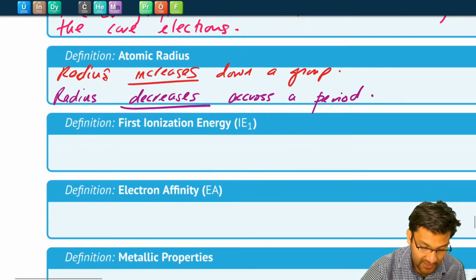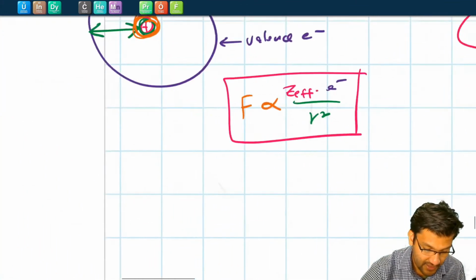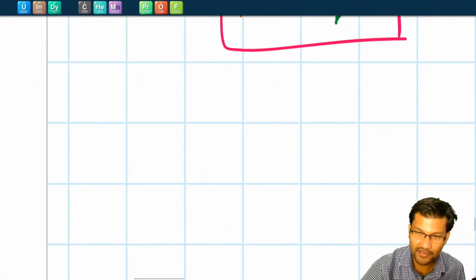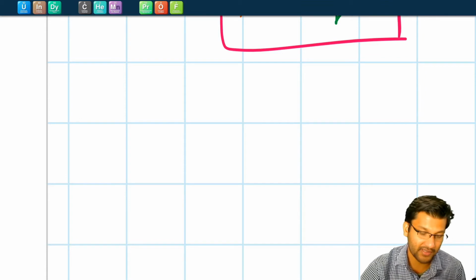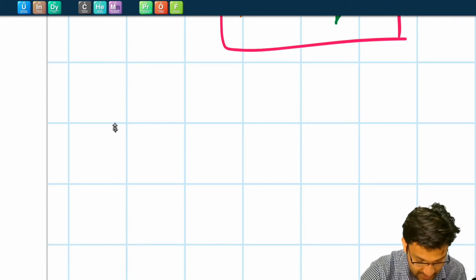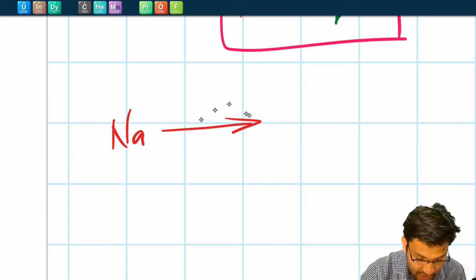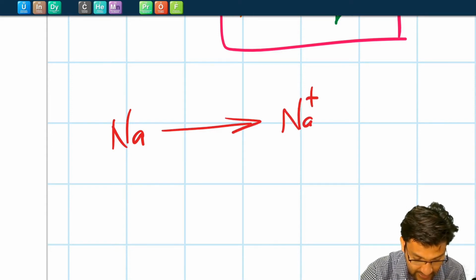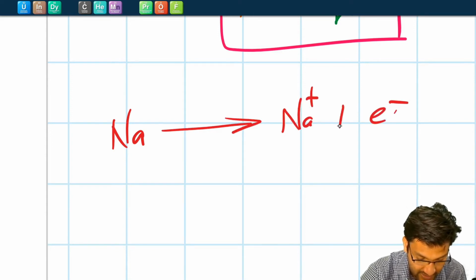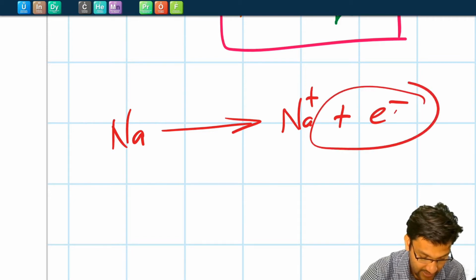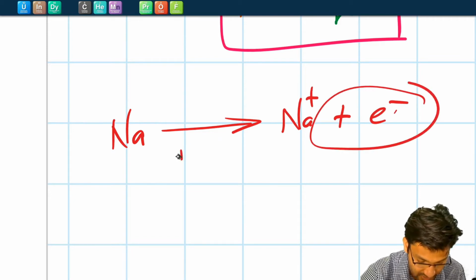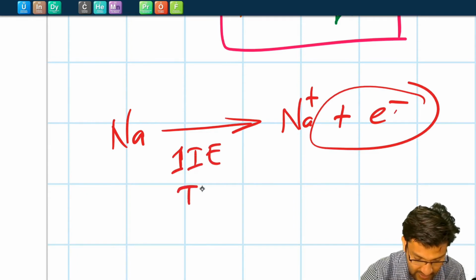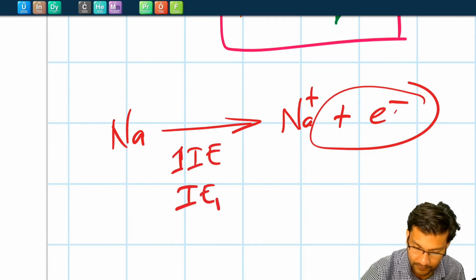Let's look at the first ionization energy. The first ionization energy is just the energy it takes to form a positive ion. So let's say you start with sodium. The first ionization energy is the energy it takes to separate that sodium ion from an electron by pulling it away. And the energy here will be the first ionization energy, 1 IE, sometimes written as IE1.